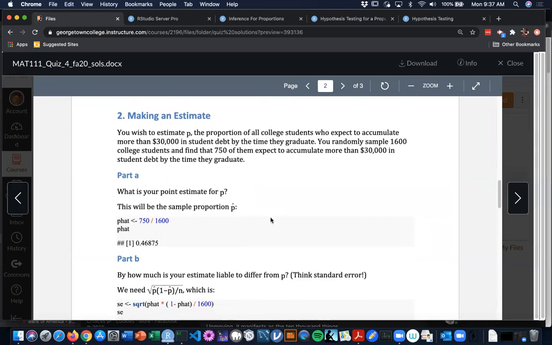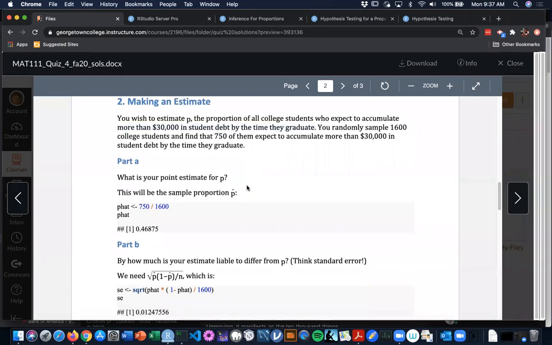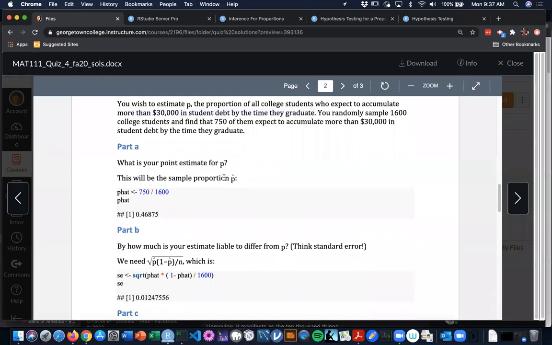Next question, making an estimate. You wish to estimate the proportion of all college students who accumulate more than 30,000 in student debt by the time they graduate. You do it by taking a random sample of size 1600 and you count up how many in your sample accumulate more than 30,000 in student debt by the time they graduate. What's your point estimate for P? We're just asking for the sample proportion.